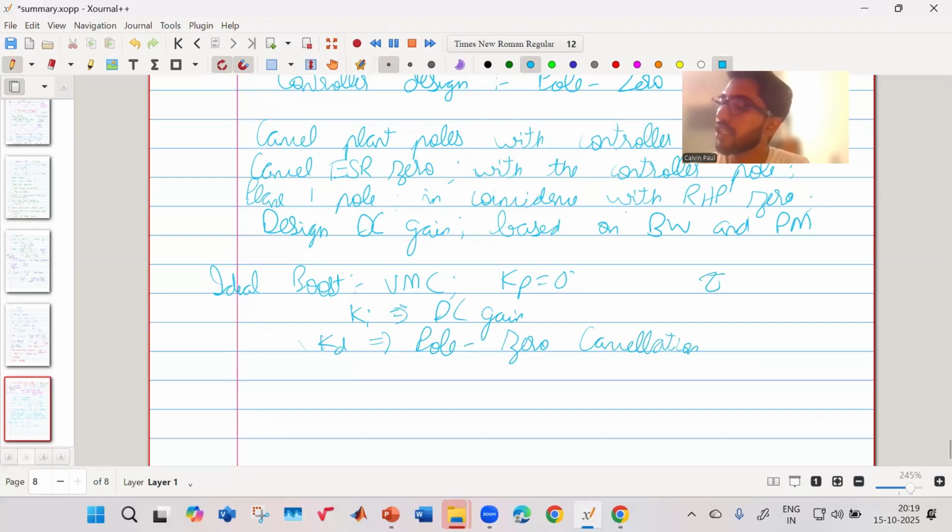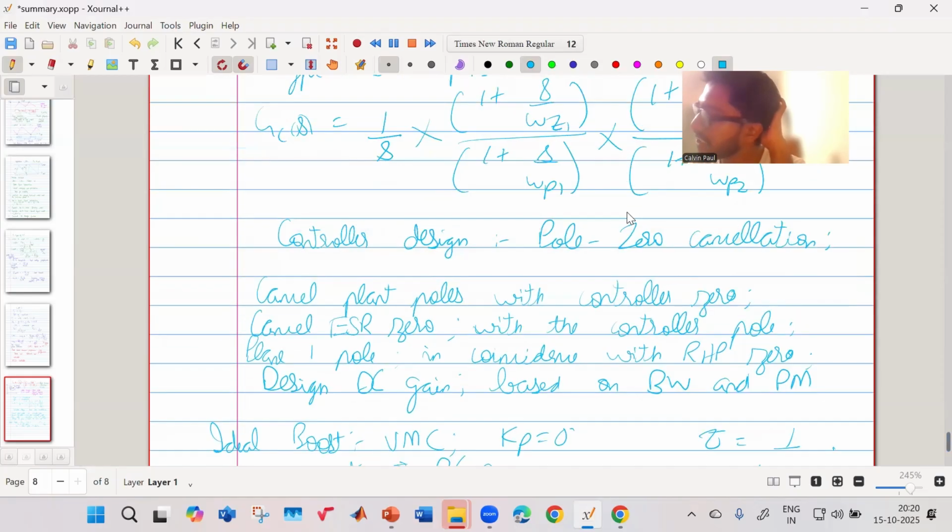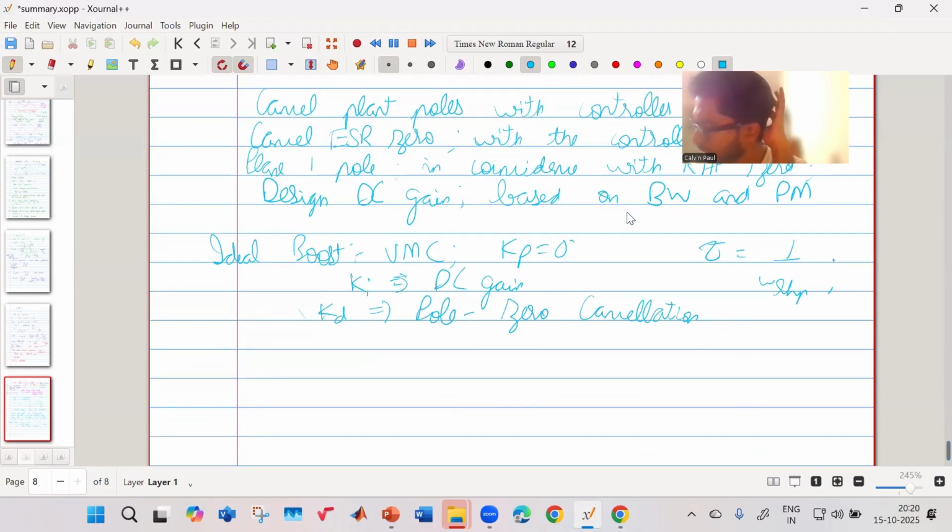This is considering that your tau is equal to 1 upon omega RHP. Okay, these things are important. Remember. Next, you have these aspects. What else was taught was phase plane.